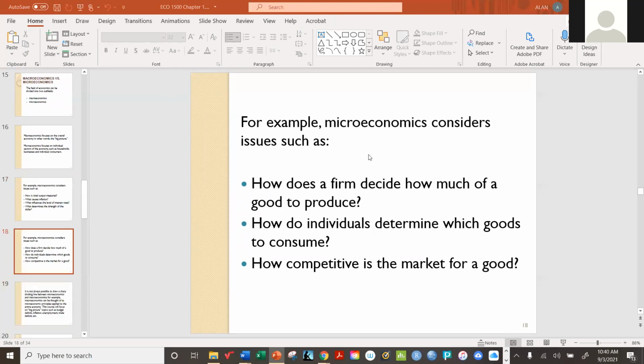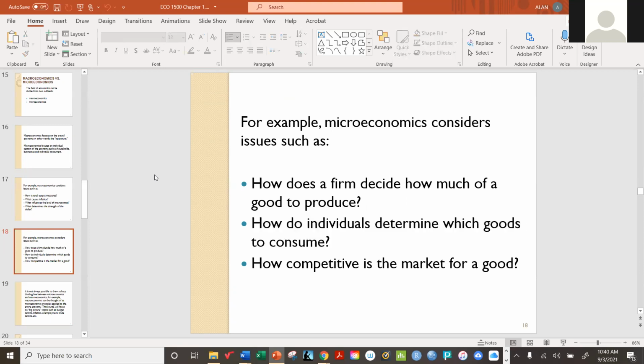Micro, as I said, is looking at how a firm decides how much to produce. In other words, how does Starbucks decide how many cups of coffee to produce? How does Microsoft decide how many units of Windows to sell? Or how does Apple decide how many iPads and iPhones to produce? Interesting questions. There's a lot of considerations that go into this, but they have to make the right decision. Otherwise, they'll end up losing money. How do individuals decide which goods to buy?